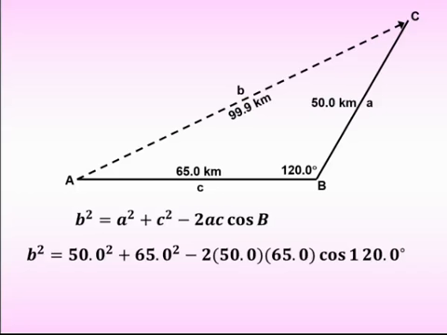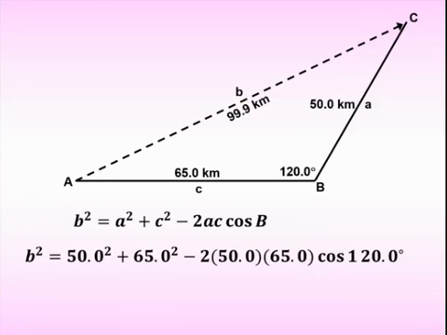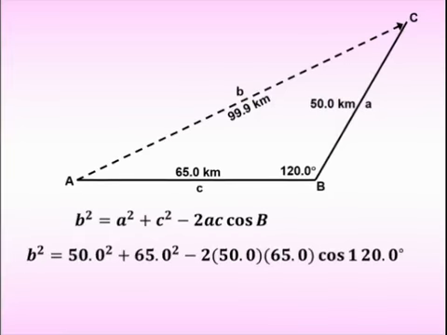50 squared plus 65 squared minus 2 times 50 times 65 cosine of 120. What's 50 squared? Come on. 2500. 65 squared is 4225. And then what's 2 times 50? 100 times 65 is 6500. And cosine of 120, positive or negative? Negative. So this is going to be negative times a what? There you go. That's why it's going to be a plus.